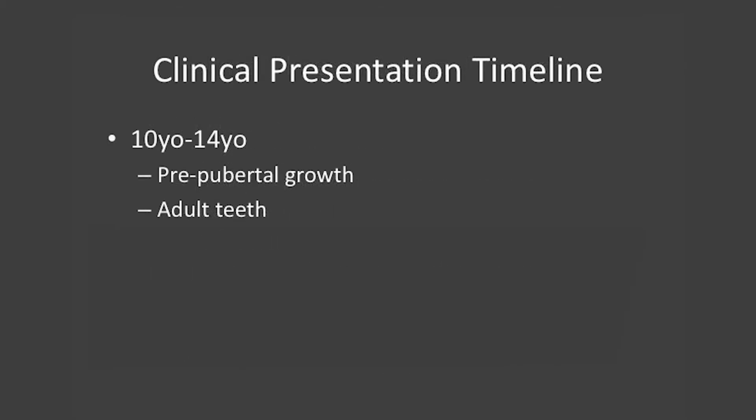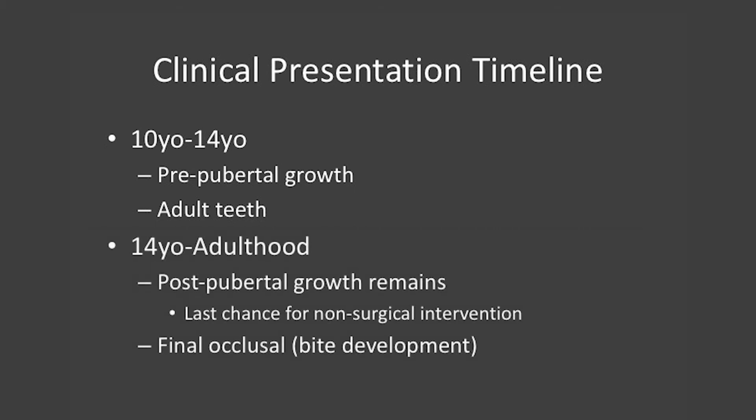And as they get older, they go through this prepubertal growth stage, and their adult teeth are coming in, and then pretty soon they're done growing. This is really our last chance for any kind of non-surgical orthodontic intervention, and their final bite is coming together. While we can change bites with adults, anybody of any age can have orthodontic treatment, we can only do dentofacial orthopedics on young people.